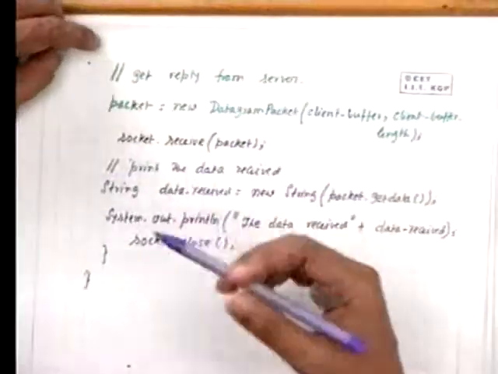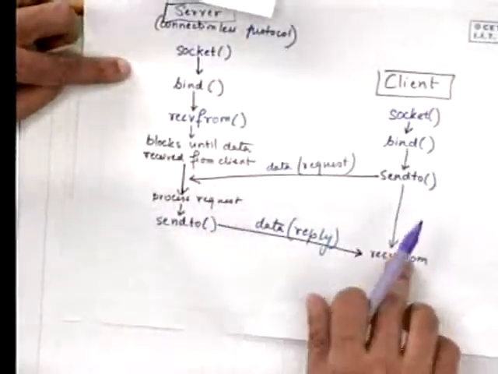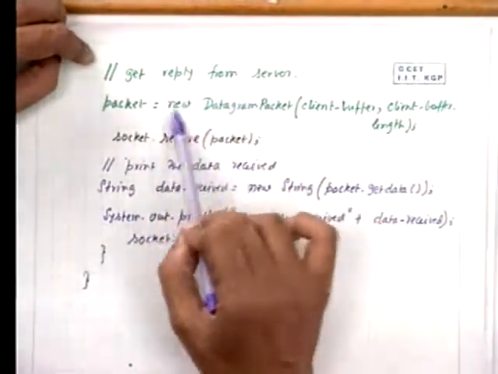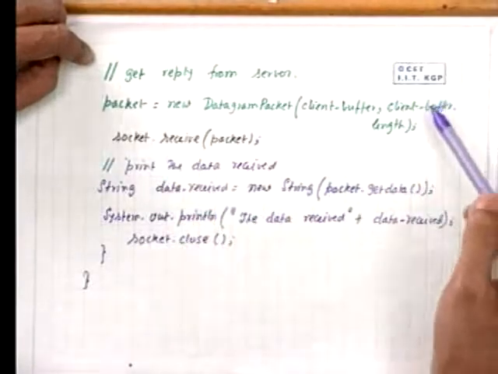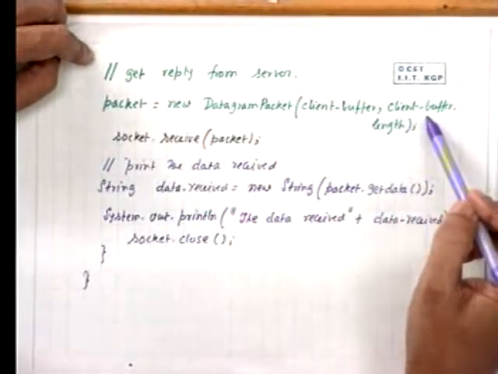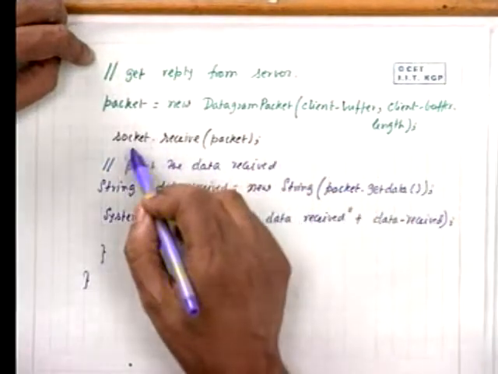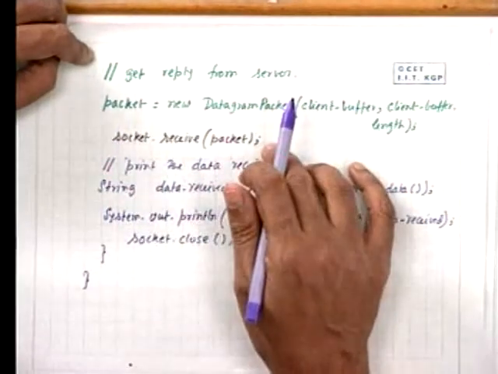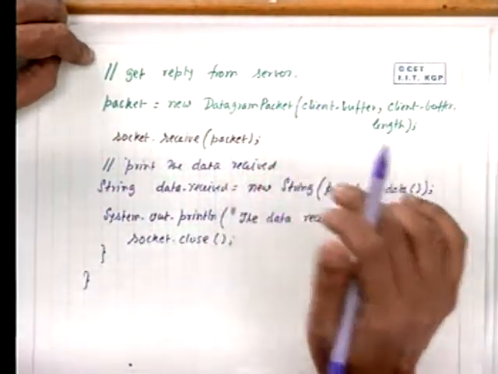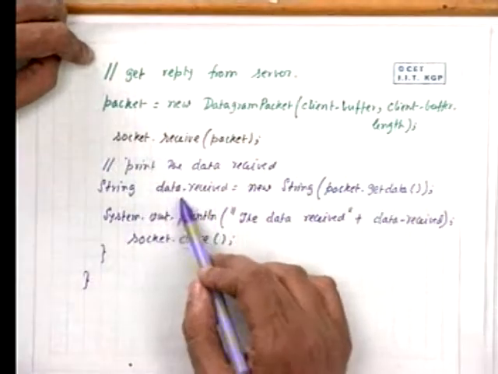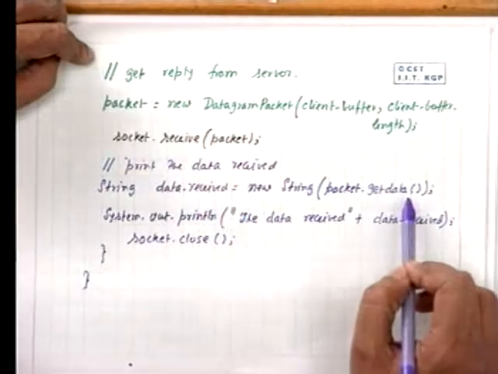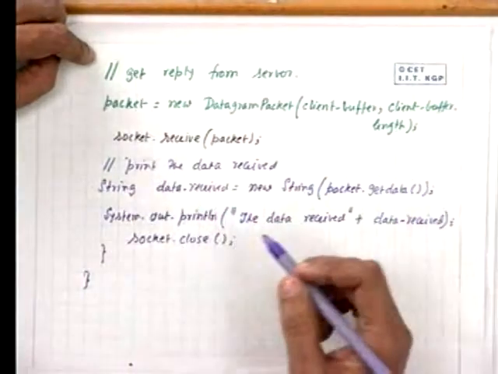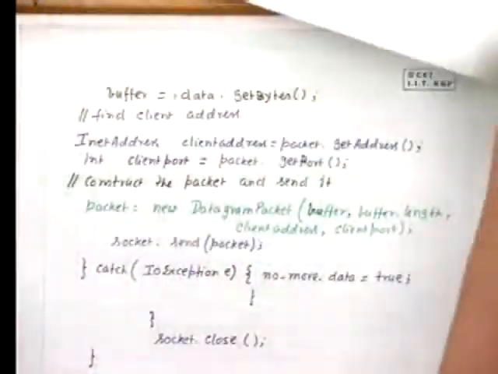Now when the server sends a reply, as in this diagram, the client will get a new datagram packet with a client buffer length. Here it will receive the packet. At this stage, whatever data the server has sent will be received and printed: String data received is new String packet dot getData. Similarly, the data can be printed, and after that the socket can be closed. So this is a very simple scheme.